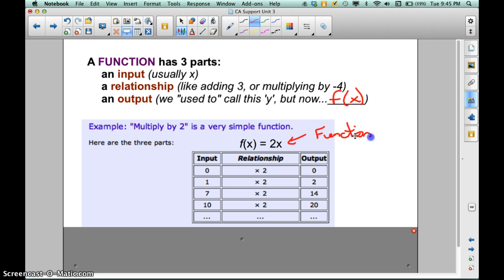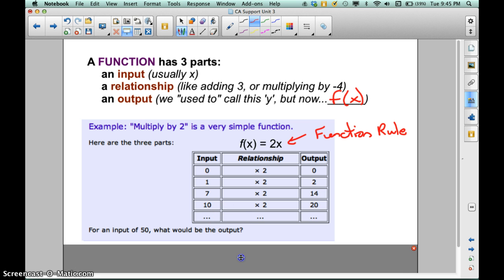And x is really just a placeholder for where we put our input. We multiply by 2, because that's what this function relationship is telling us to do. We get our output. So for an input of 50, what would the output be? Well, in this function, the rule is multiplying by 2. So if you have an input of 50, the output would be 100. And this is a function.